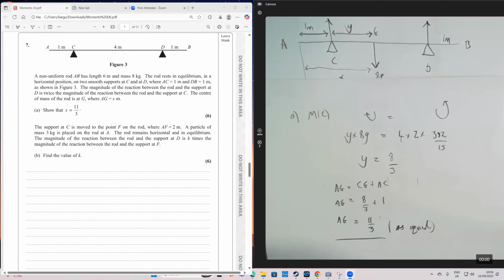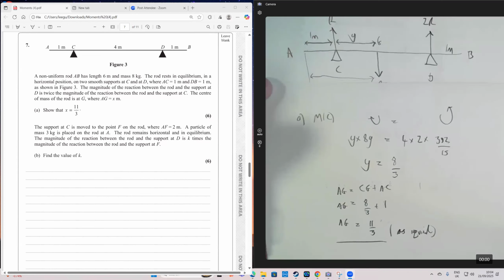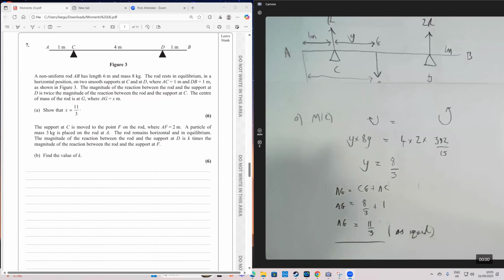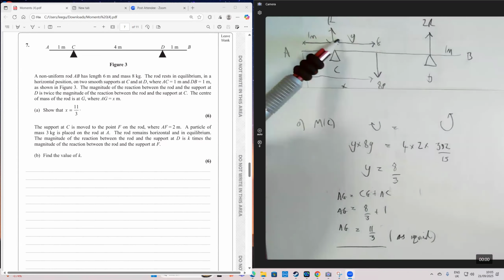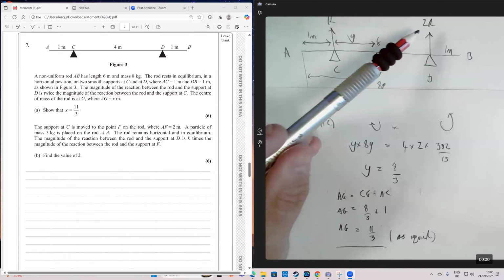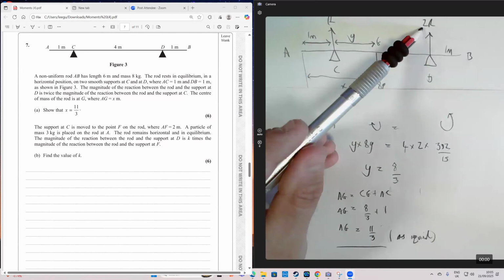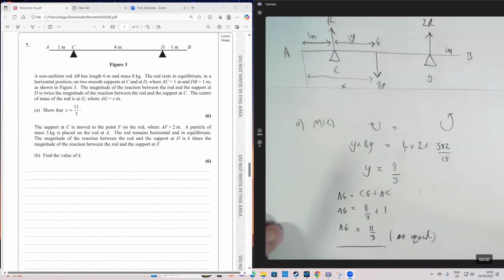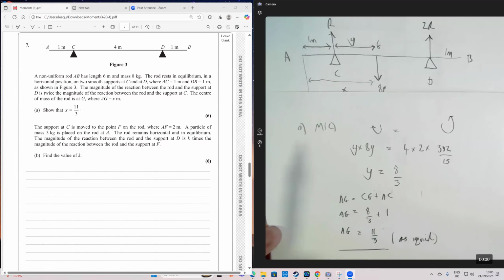When we take moments about C, the sum of our clockwise turning moments is going to equal the sum of our anti-clockwise turning moments. So we're going to have my Y distance times 8g is equal to that distance between there and there, which is 4, because the whole thing has a length of 6 and there's 1 meter either end, so that distance is 4, times 2, which is the 2 there, and the R that we found from resolving vertically. We work that out and that gives us that our Y is equal to 8/3.